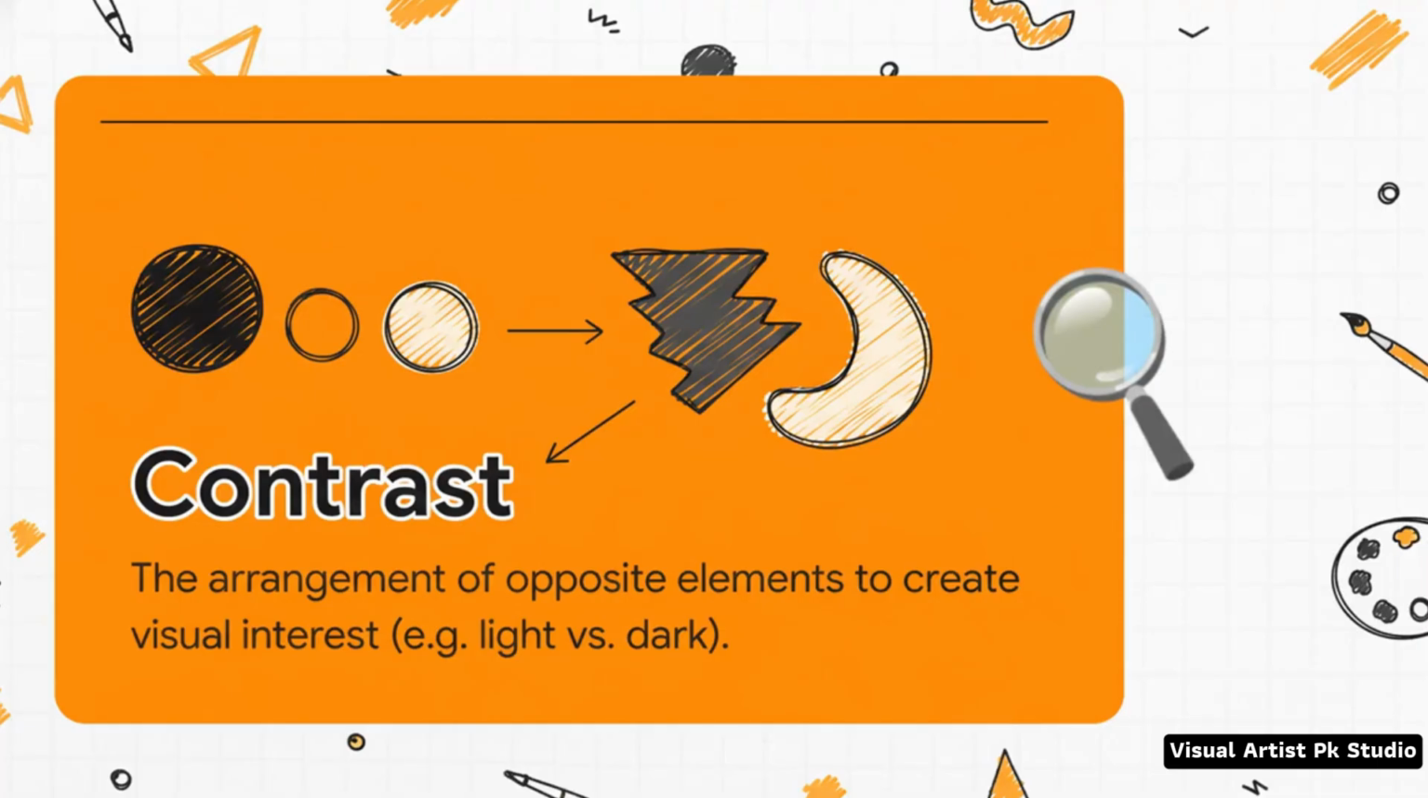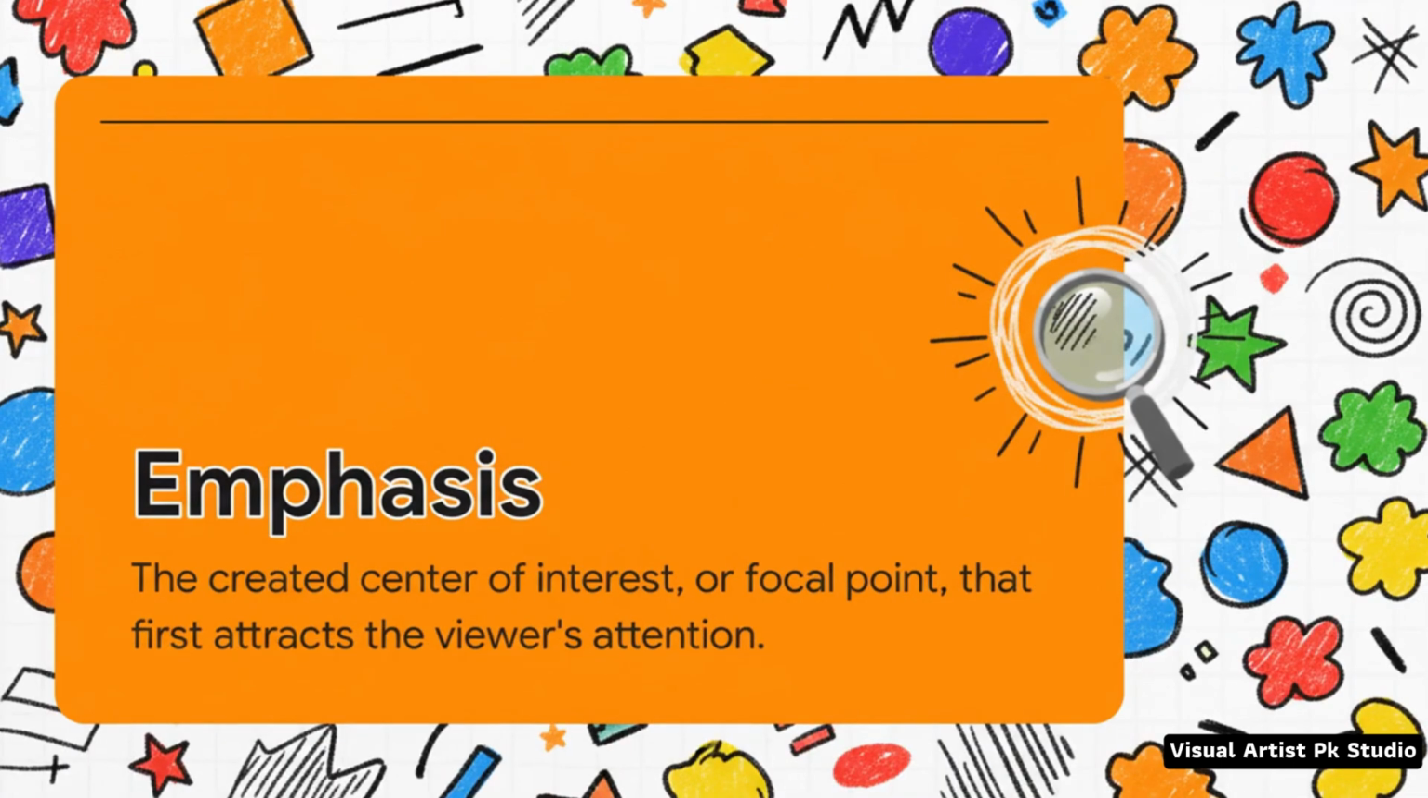Contrast is all about creating that visual excitement by putting opposites right next to each other. We're talking light colors versus dark colors, smooth textures next to rough ones, or big shapes next to tiny ones. This is the artist's secret weapon for making certain things really pop. And that leads us perfectly into emphasis. You see, every great piece of art has a focal point, a place your eye just naturally goes to first. Emphasis is the principle of creating that center of interest, of making sure the viewer looks exactly where the artist wants them to look.